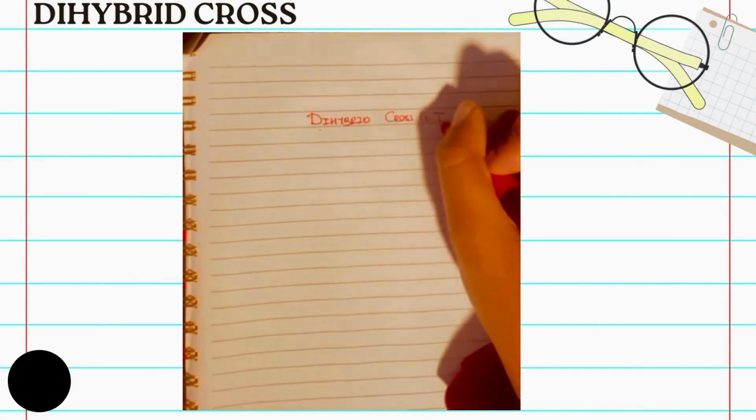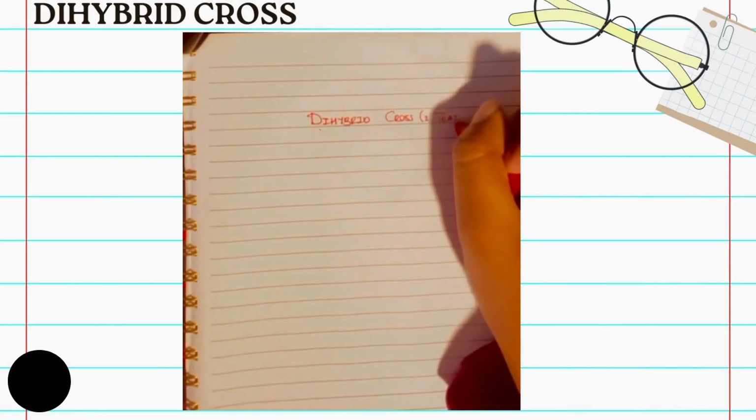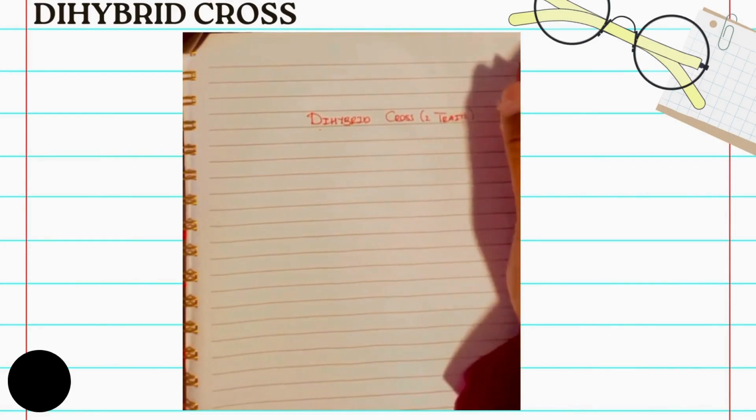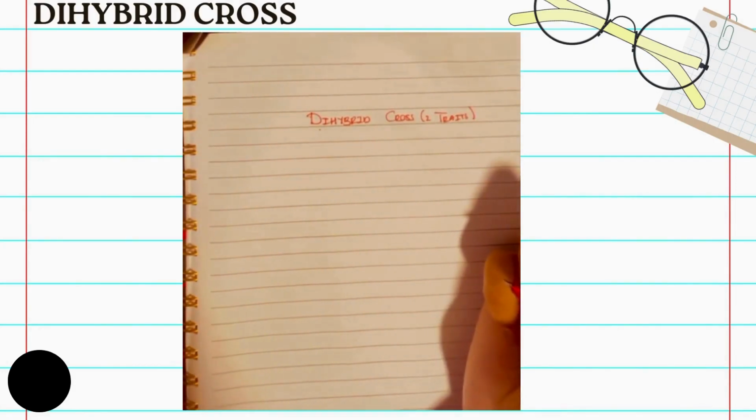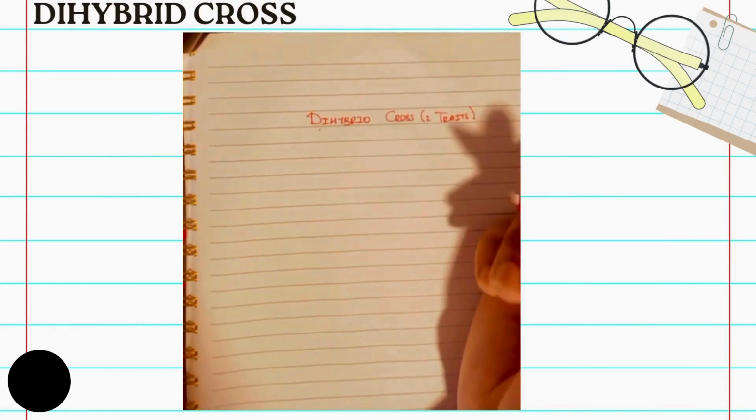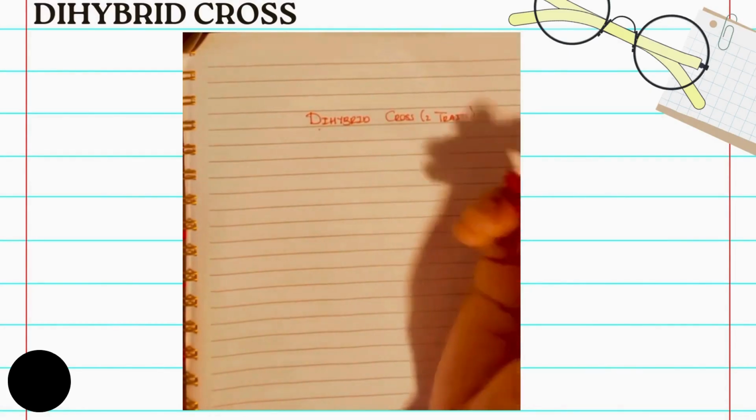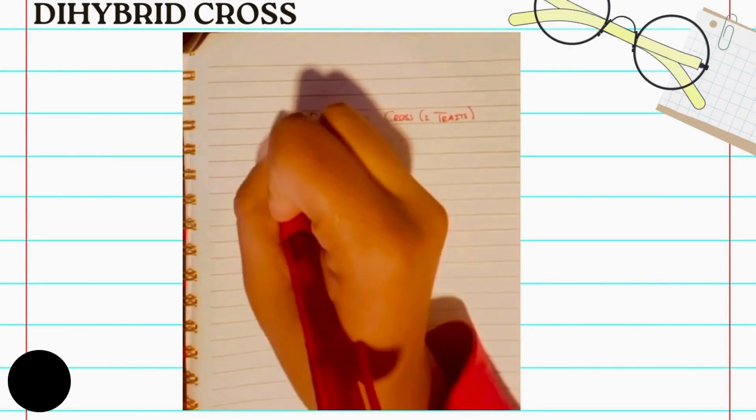So this is how you do your dihybrid cross. When you do the cross, make sure that you take your time, slow down, think about it, and make sure you wrote everything correctly, because they are really, really tricky, as you can see with this dihybrid cross.